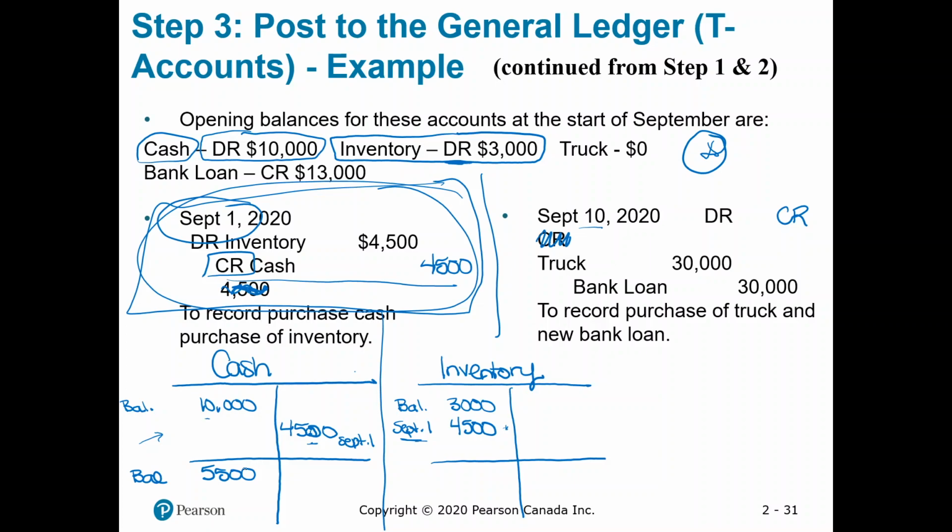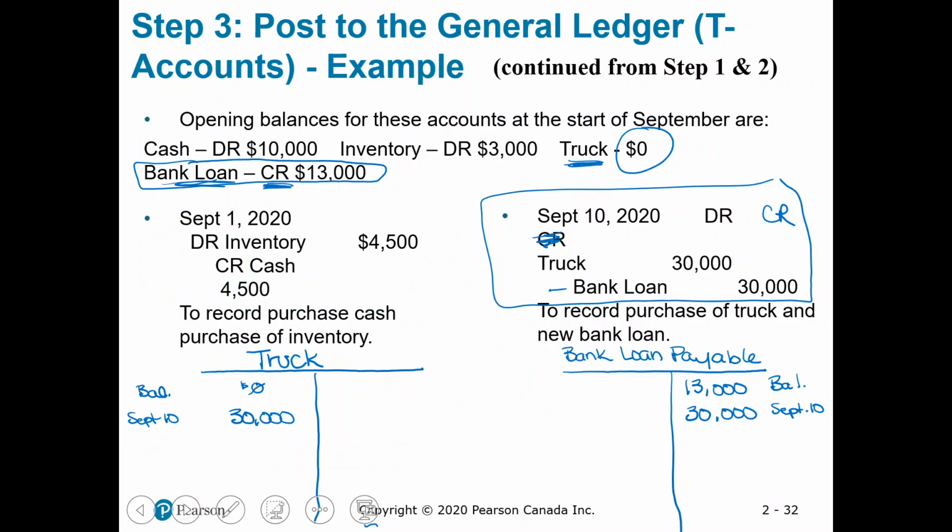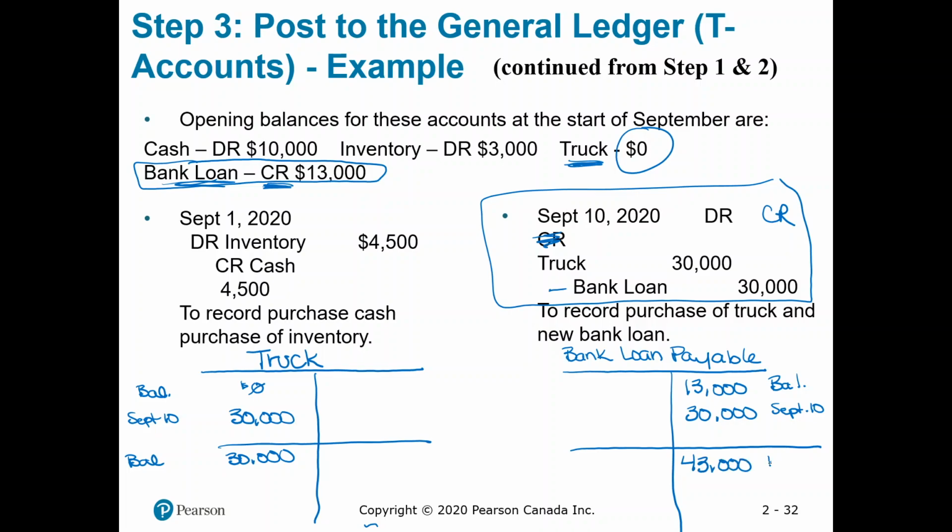For inventory, because both are debits on the left side, we just add them up. So the balance here is $7,500. So those are the two there. And if we go to our truck account, again, just the one. So we have a balance of $30,000. And in our bank loan payable, two amounts, but they're both credits, so we're going to add them. And we're left with the balance of $43,000.